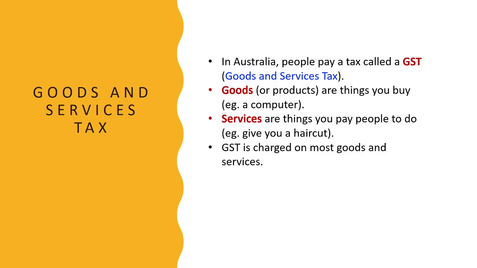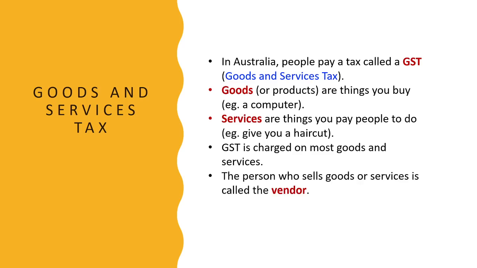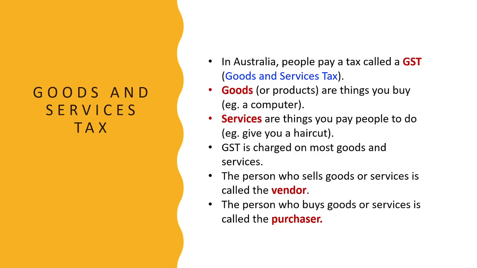GST is charged on most goods and services. There are particular goods that don't have GST on them, and they are essential items such as fruits and vegetables, but most items have a GST on them. Now, the person who sells you items is called the vendor, and the person who buys items is called a purchaser.